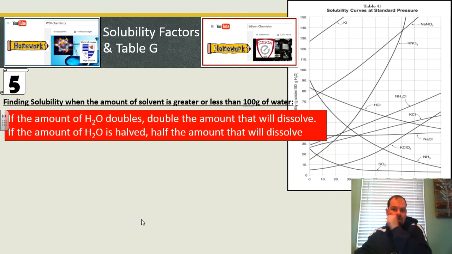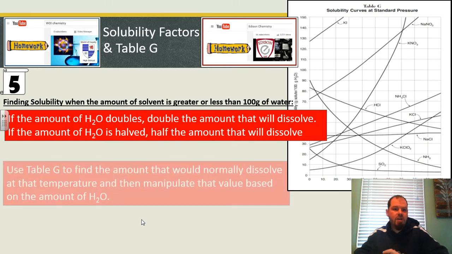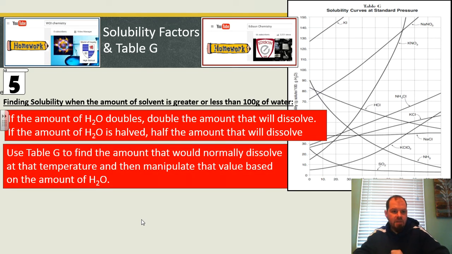So if the amount of water doubles to 200 grams of water, then double the amount of stuff that would dissolve. And if it's halved, let's say 50 grams of water, then I halve however much it would be. Just look it up and manipulate that number. So this is the last piece of the examples I'm going to do for you.